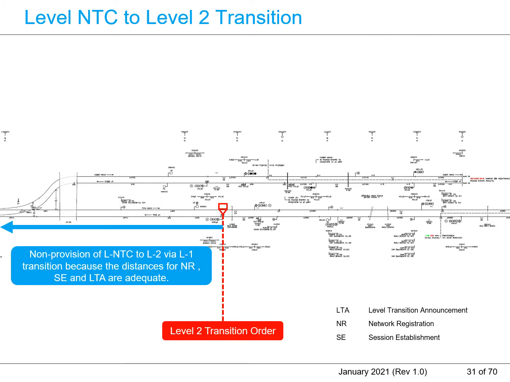After the distances for the NRBG and the SEBG are established, the provision of level NTC to level 2, via level 1 transition can be finalized. There will be no provision of the ETCS level transition from level NTC to level 1, then subsequently to level 2, because the distances for the NRBG and the SEBG meet the minimum requirements.